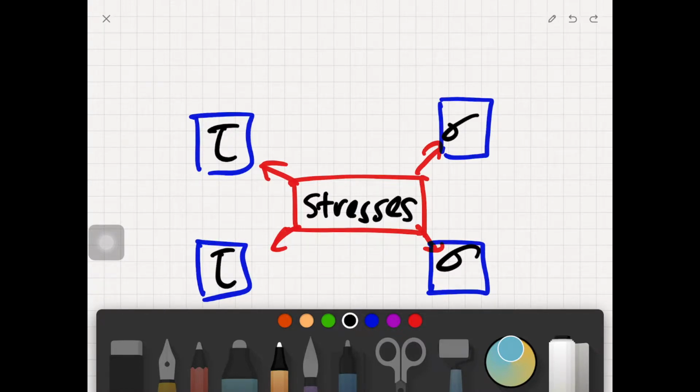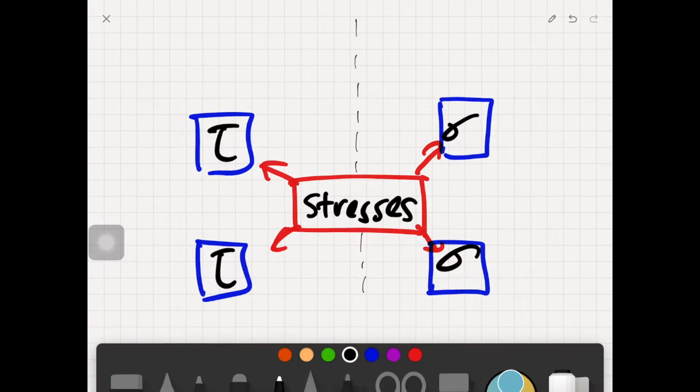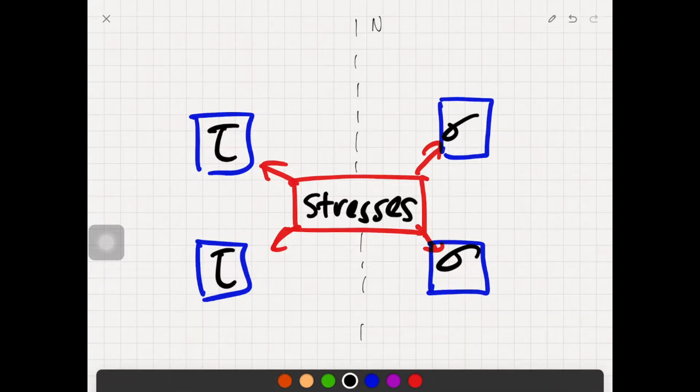So here you can see on the screen right now, this is a mind map of stresses. I'm going to divide it into two. On the right hand side over here, you can see this is the symbol of sigma for normal stresses, and on the left hand side, we have transverse shear stresses. There are two of each.